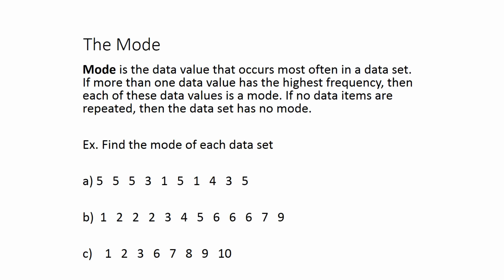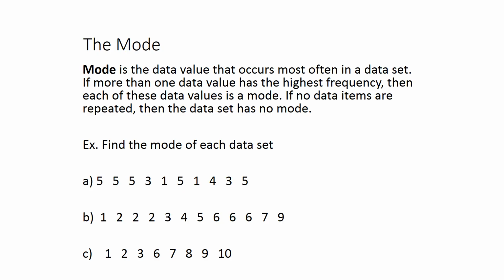And the next one we're going to look at is the mode, which is the least used in statistics. The mode is a data value that occurs most often in a data set. If there's more than one data value that has the highest frequency, then each of these data values is the mode. If no data value items are repeated, then the data set has no mode.